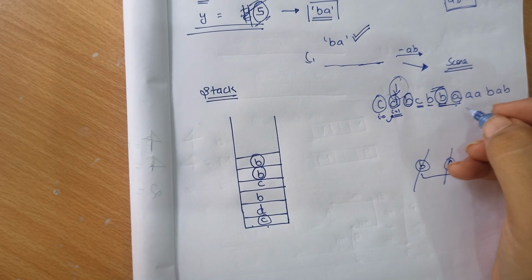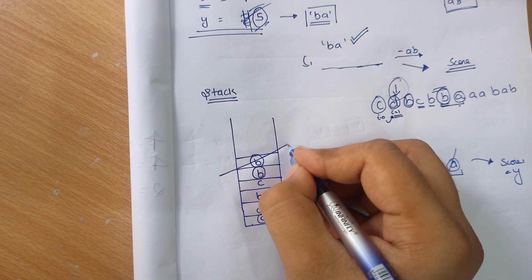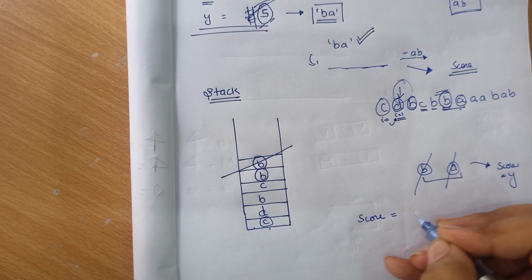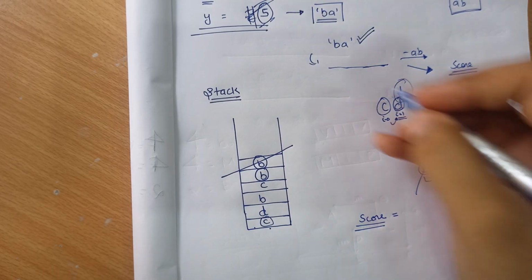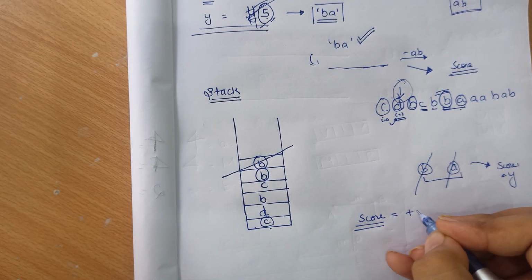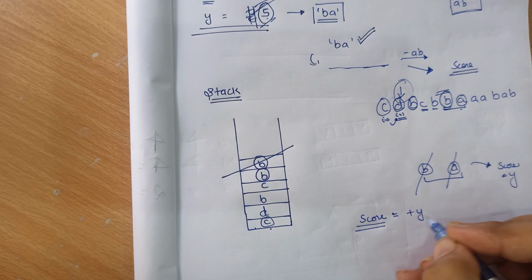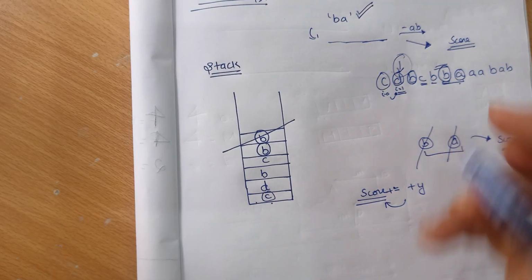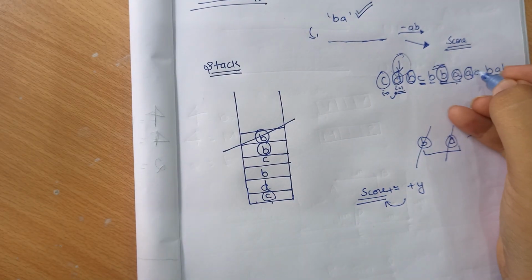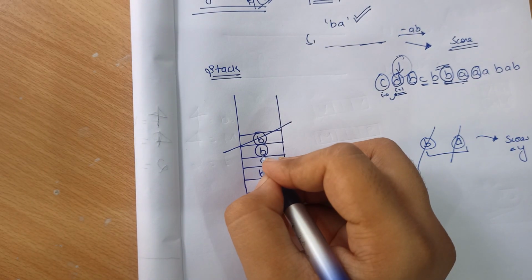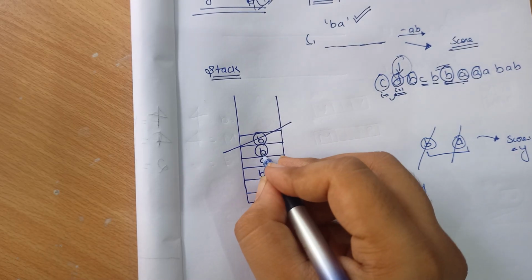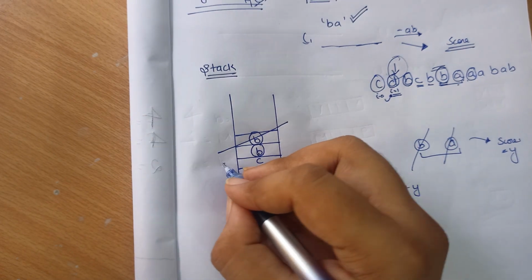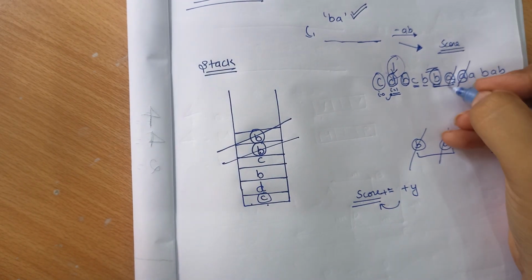Now what we have to do is remove the top element of the stack, and also add the score to the score variable. The score is 5, so we have to increase it by y. After that again we are getting A, and at the top of the stack we are having B. So the BA substring is again there, so we have to remove this also.